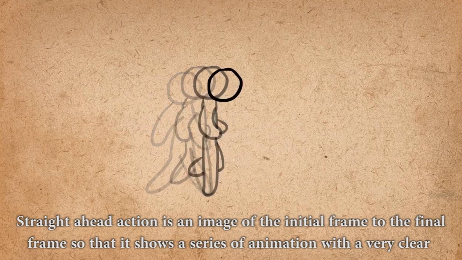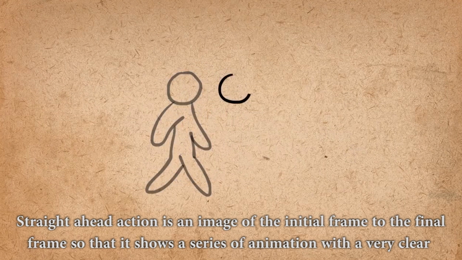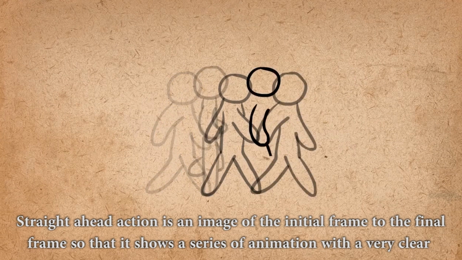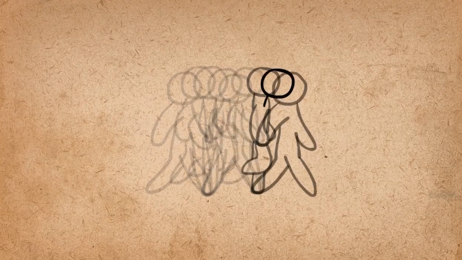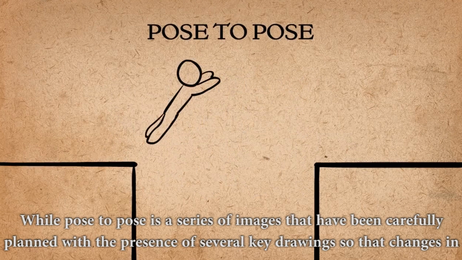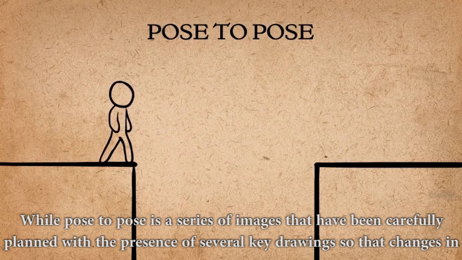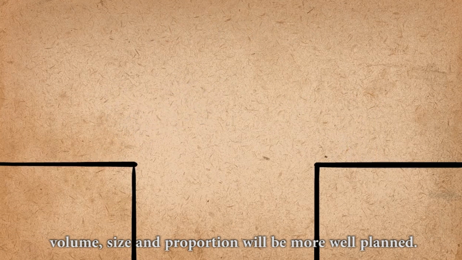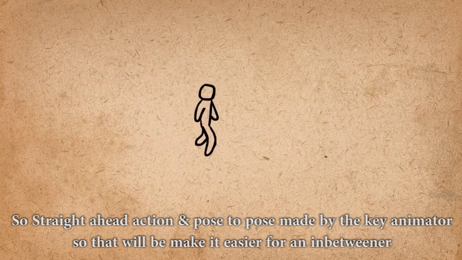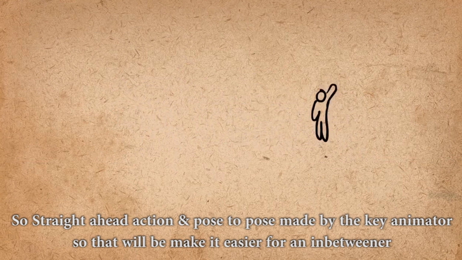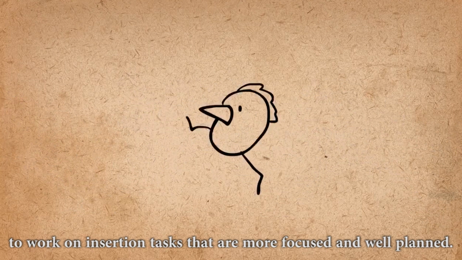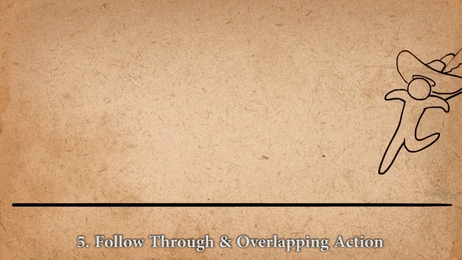Straight ahead action is an image of the initial frame to the final frame so that it shows a series of animation with a very clear intent and purpose, while pose-to-pose is a series of images that have been carefully planned with the presence of several key drawings so that change in volume, size, and proportion will be more well planned. So straight ahead action and pose-to-pose are made by the key animator so that it will be easier for an in-betweener to work on in-between tasks that are more focused and well planned.